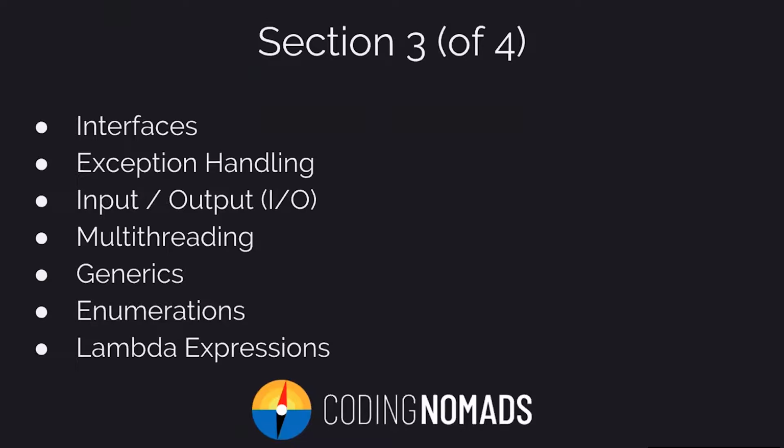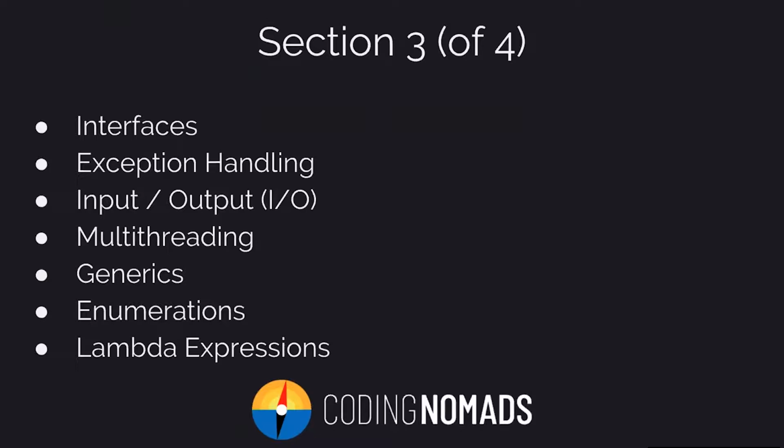This one's a doozy. This is 3 of 4, and the 4th section is where we're going to go over a Blackjack game that we're going to make together. But in this section, in the next roughly 30 minutes, I'm going to talk about interfaces, exception handling, input-output, multi-threading, generics, enumerations, and Lambda expressions. And this is quite the challenge, but I'm going to give it a go.